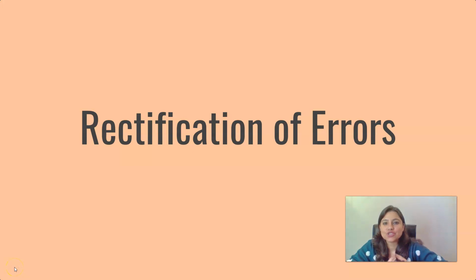Hello students. So starting with the last topic of chapter 1, that is fundamentals of accounting, the topic is rectification of errors. In this topic, we would be looking at what kind of errors could be there in the ledger posting or in the books of accounts while we are drafting the financial statements.